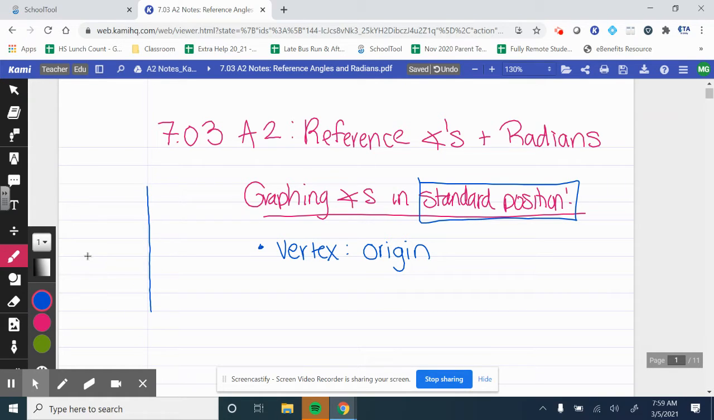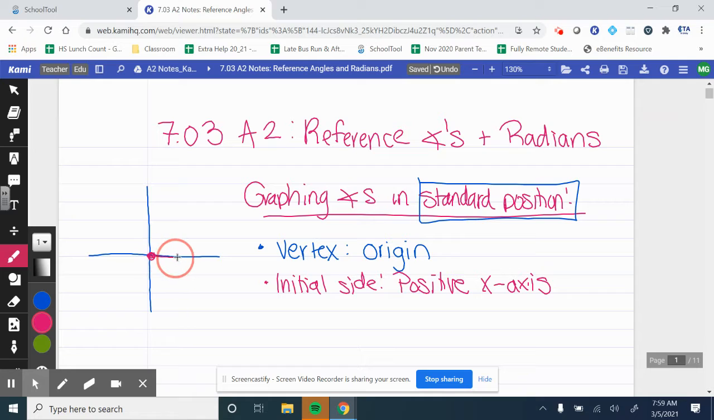And draw a little picture over here. So your vertex would be at the origin. Your initial side of the angle is always going to be the positive side of the x-axis. Okay, so right here, these are negative numbers to the left, positive to the right. So this right here is your initial side. That's your vertex.